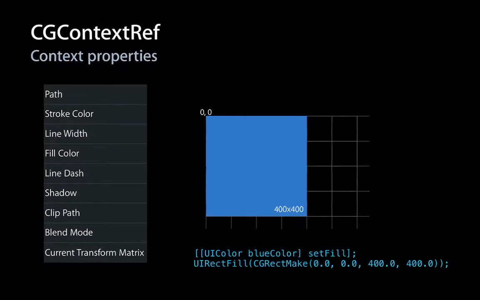I could also, with the UIKit cover API that sits over Core Graphics, just call UIColor blueColor set fill. Now that blue color becomes the fill color, and then I can call the UIGraphics function UIRectFill with the CGRect, and it would fill that rect. And again, it does exactly the same thing, but this is using perhaps a more convenient or more familiar API.